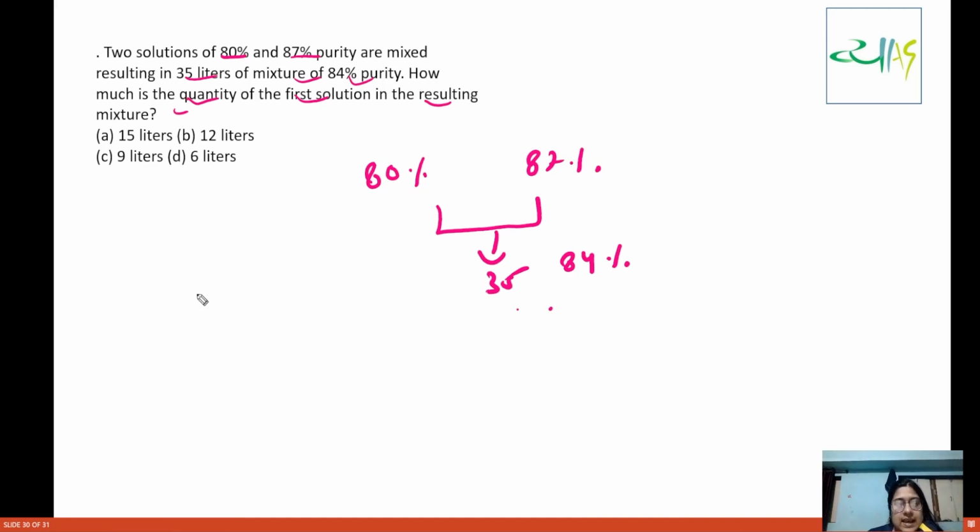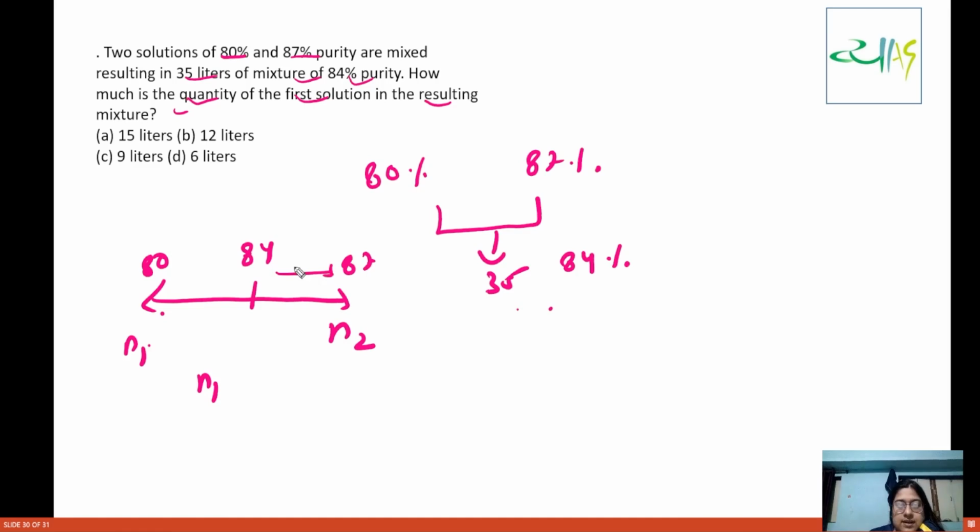Okay, so see here you can do what? 80% and 87%, and the average you are getting is 84%. Okay, n1 is to n2 you can do. Now what is n1? This is 87 minus 84, that is 3. Okay, 3. And what is n2? This is 84 minus 80, this is 4. So n1 is to n2 is mixed in the ratio of 3 is to 4.